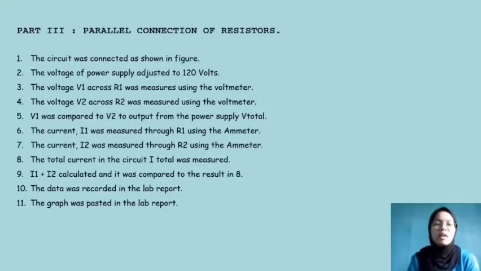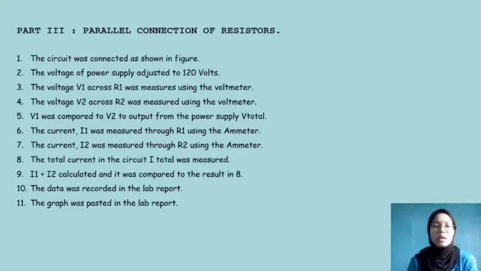Okay, the last part of the experiment is parallel connection of resistors. First, the circuit was connected as shown in the figure. The voltage of the power supply was adjusted to 120 volts. The voltage V1 across R1 was measured using the voltmeter. The voltage V2 across R2 was measured using the voltmeter. So, V1 and V2 were compared to the output from the power supply, V total.